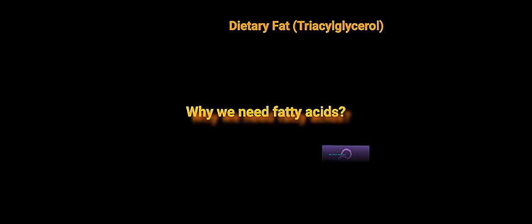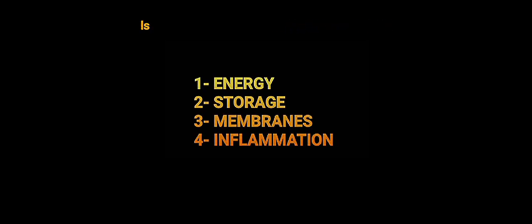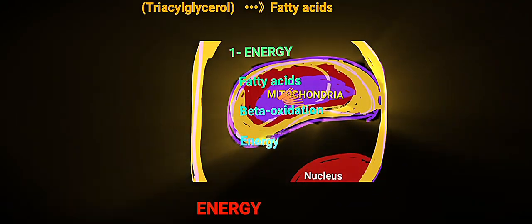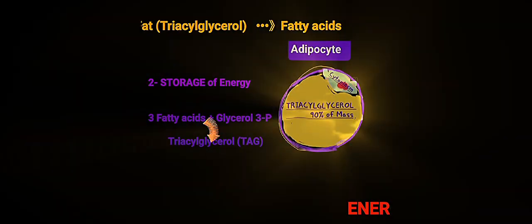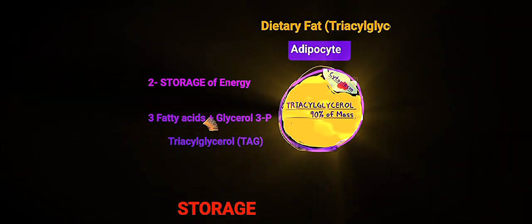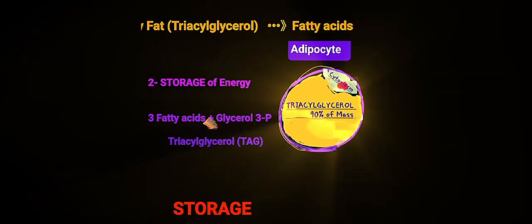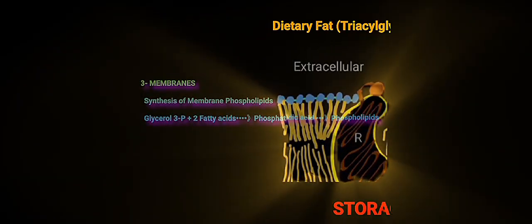Fatty acids play at least 4 important roles: in energy production, in energy storage, in membrane synthesis, and in inflammation. Fatty acid beta oxidation in the mitochondria is the major energy producing pathway from dietary and stored lipids. Fatty acids are stored in the form of triacylglycerol in adipocytes and provide many tissues with the energy they need during fasting.